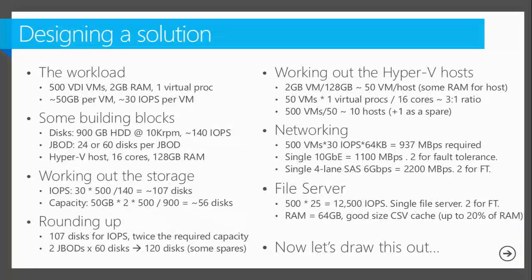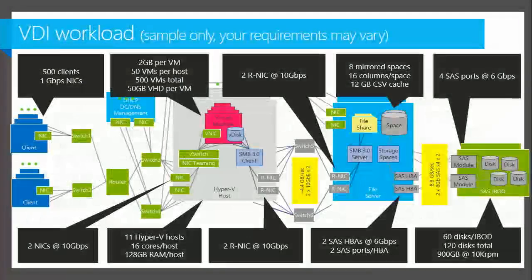Okay? So how does this show in the end? So 500 clients, right? 2 gigs per VM, 50 VMs per host. Here's my 2 RNICs at 10 gig, 8 mirrored space, 16 columns, and then you have the 4, and you can kind of do the math. How do you know you did a good job in terms of performance? It's not when you achieve the maximum possible performance in the world, right? How do you know you did a good performance job?